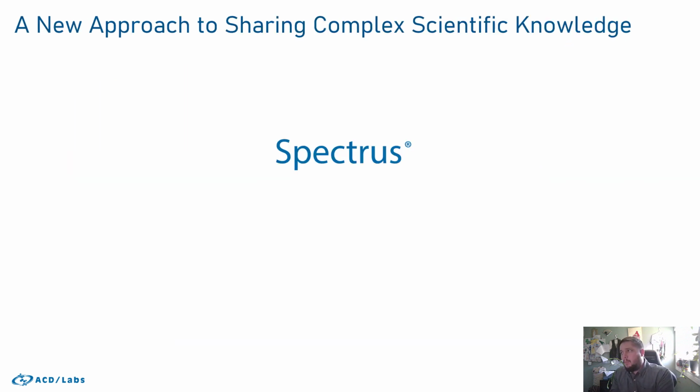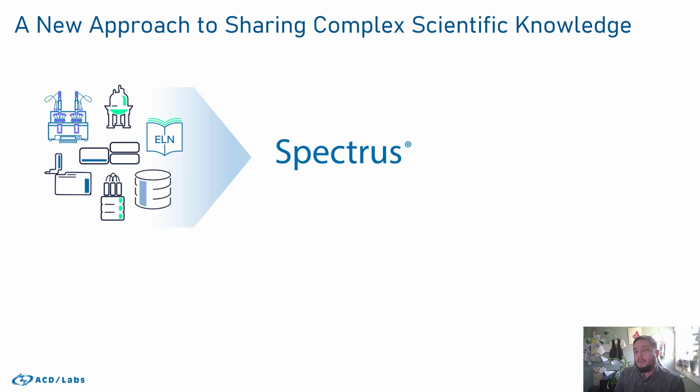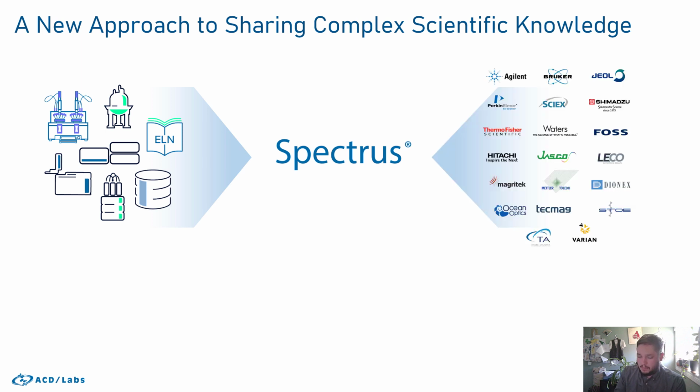So, how do we solve for these problems? What's the alternative here? A lot of ACDLabs' software is based on the Spectra Platform, which is a very different view of how to manage scientific information. We are bringing together multi-technique data, so you can bring together your NMR, your mass spec, your lab reactor data, and read that in the Spectra platform.